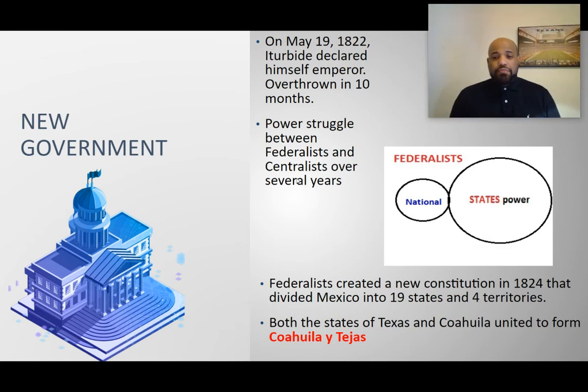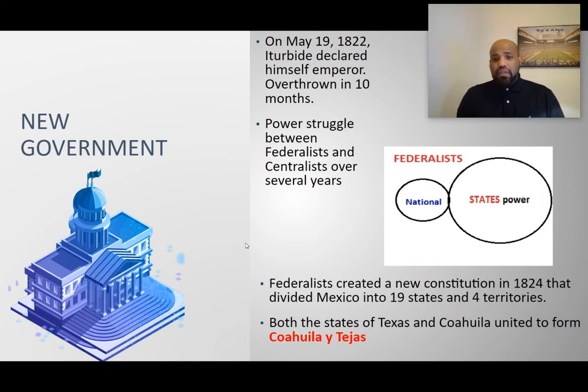Okay. And so federalists created this new constitution in 1824. These are the big people that divided Mexico into 19 different states and 4 territories. And then the area that Texas now becomes part of is Coahuila y Tejas. If you know anything about Mexico, they combined Tejas, meaning Texas, with that area of Mexico, and that becomes one state.